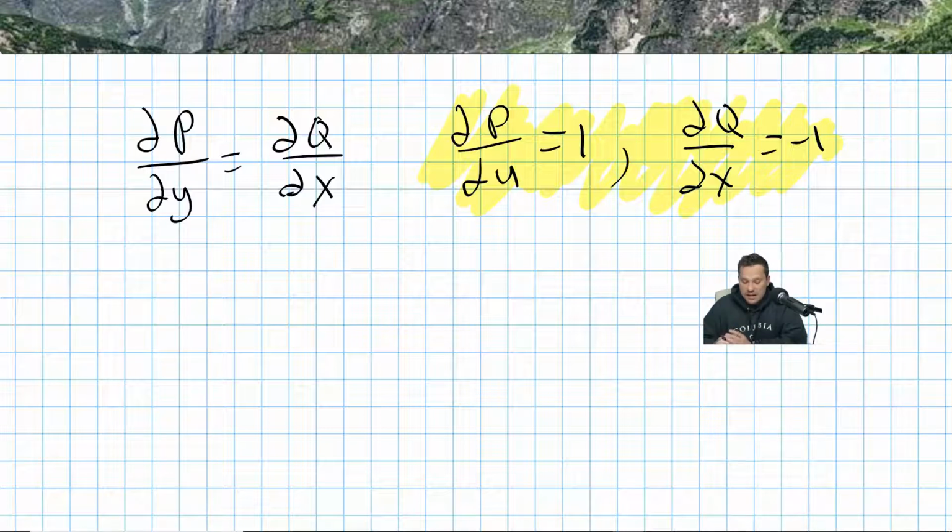The goal is not to simply find dP dy and dQ dx, there are a lot of videos on that, but how they actually act to change the field, to give our vector field a curl. So let's take a look at what I mean here.